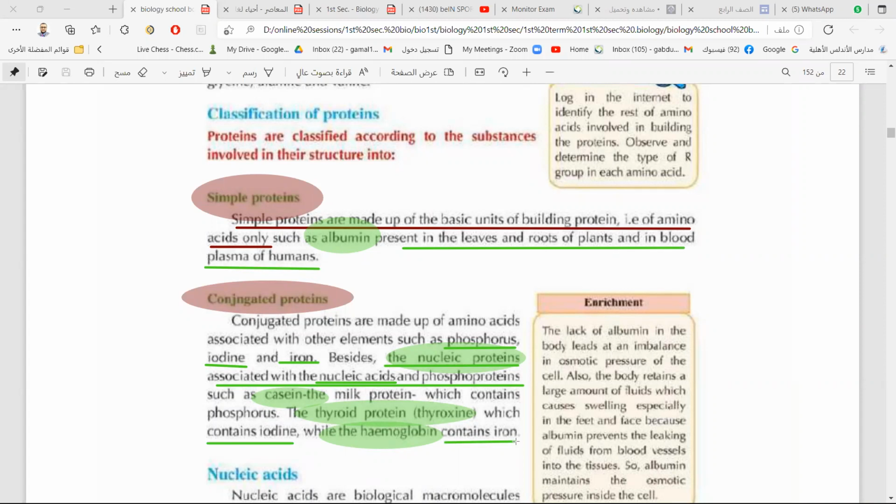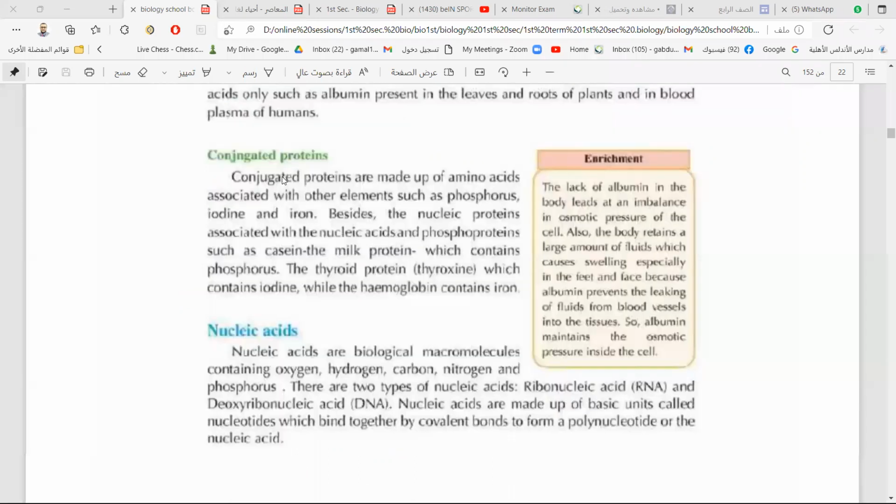So we have conjugated proteins such as nucleic proteins, phosphoproteins, thyroid protein, and hemoglobin. All of these are conjugated proteins: the amino acids are joined with other elements. Nucleic acid joined with protein makes nucleic proteins. Phosphorus added makes phosphoproteins. Iodine added makes thyroxine. Iron added makes hemoglobin found in the blood. Now we can move to the nucleic acids.